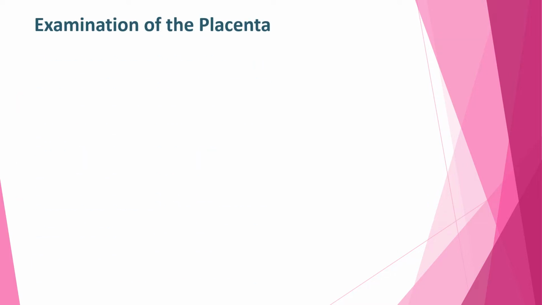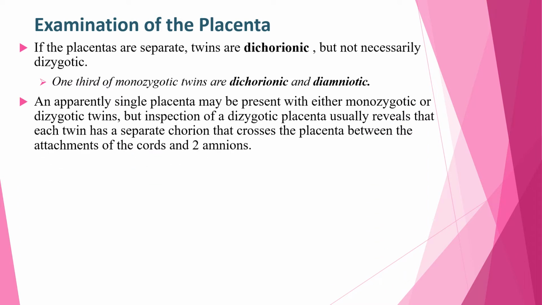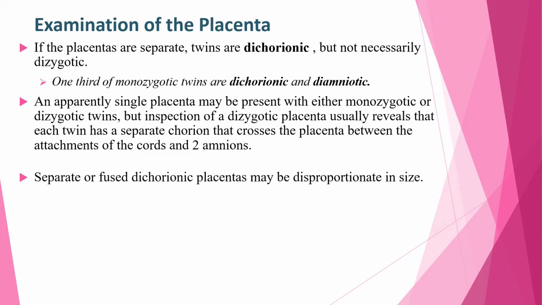The other is about examination of the placenta. If the placentas are separate, twins are dichorionic, but not necessarily dizygotic. One third of monozygotic twins are dichorionic and diamniotic. An apparently single placenta may be present with either monozygotic or dizygotic twins, but inspection of a dizygotic placenta usually reveals that each twin has a separate cord that crosses the placenta between the attachment of the chorionic and the two amnions.